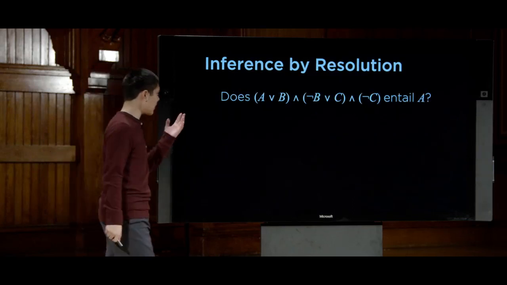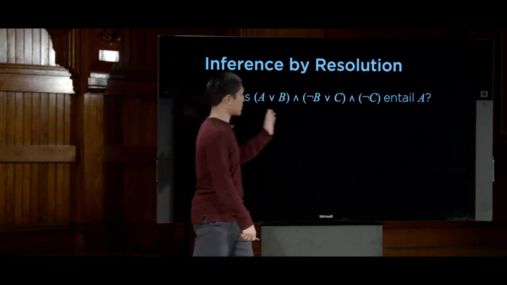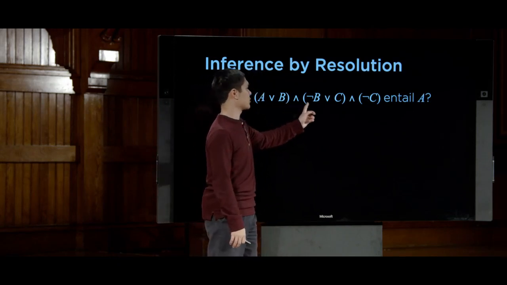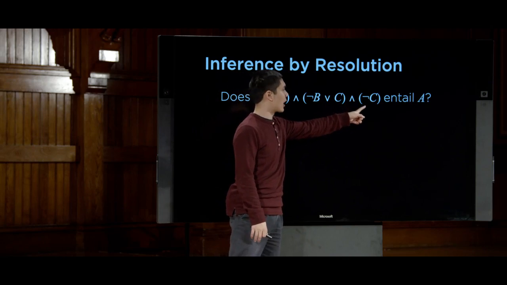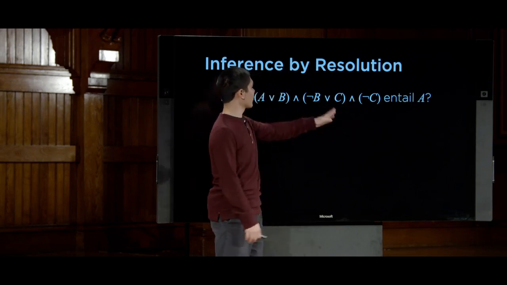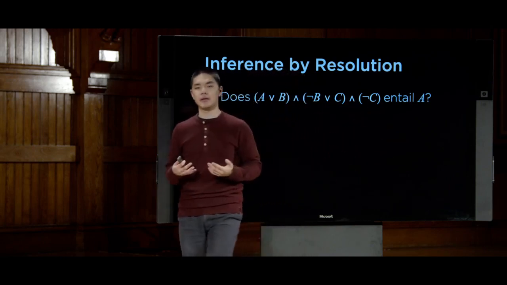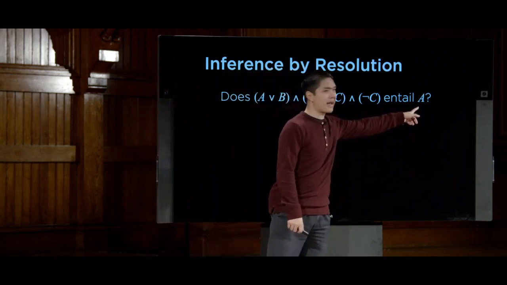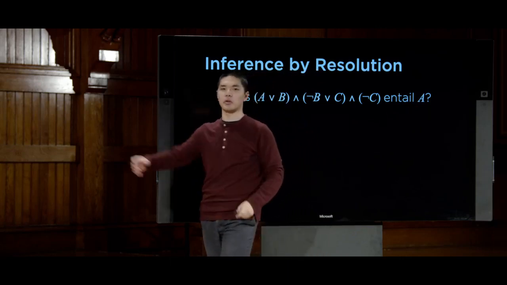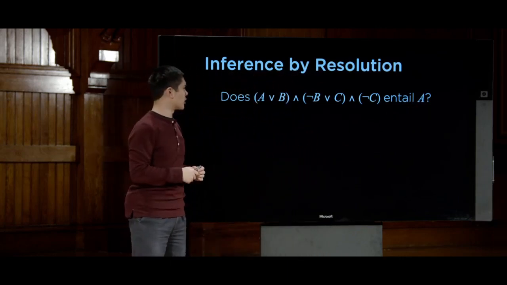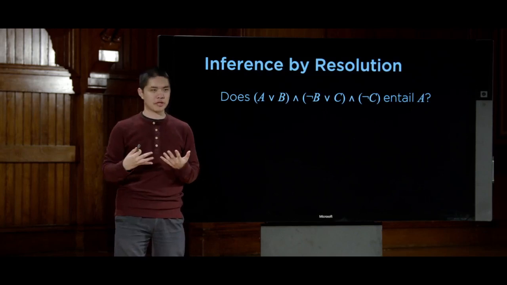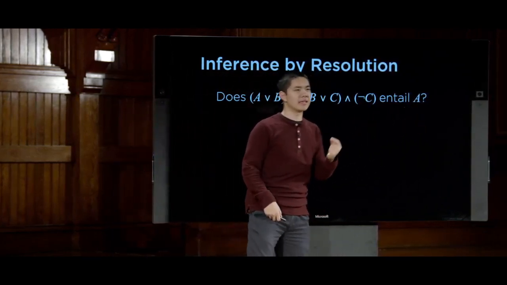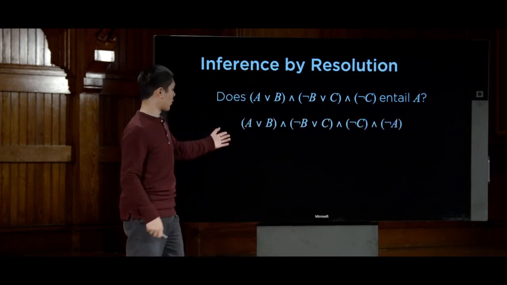So here's our question. We have this knowledge base. Here's the knowledge that we know: A or B, and not B or C, and not C. And we want to know if all of this entails A. So this is our knowledge base here, this whole logical formula. And our query alpha is just this propositional symbol A. So what do we do? Well, first, we want to prove by contradiction. So we want to first assume that A is false, and see if that leads to some sort of contradiction. So here is what we're going to start with.